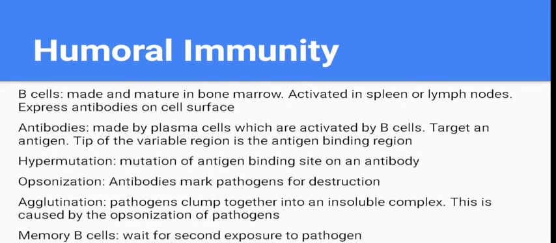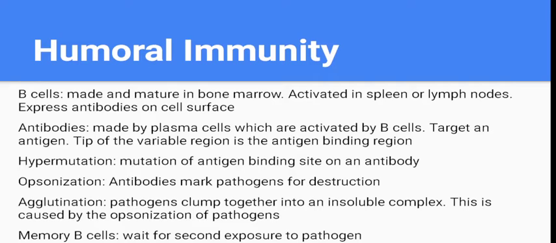So the humoral is the B cells. They are made and mature in the bone marrow. They are activated by the spleen or lymph nodes, and they express antibodies on their surfaces. Basically, the tip of the variable region is the antigen binding area on the antibody, so that's kind of important to know. And hypermutation can occur, and that's a mutation on the antigen binding site on the antibody.